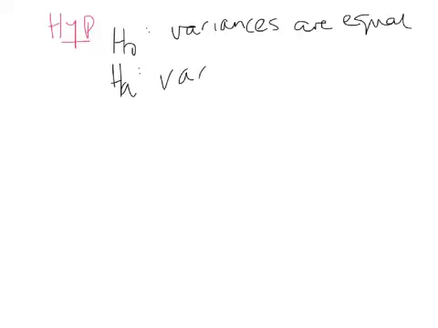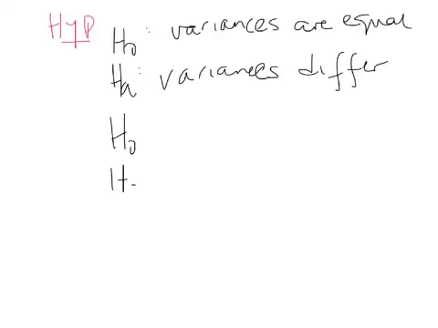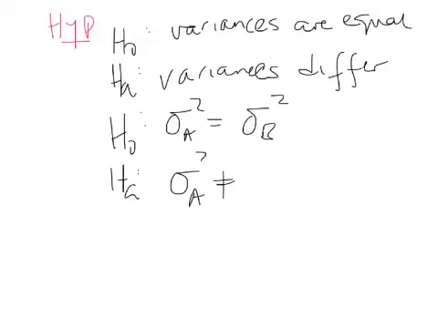Versus, variances differ. So they're not the same. If the variances are the same, then we could simply say that the variance from fertilizer A is equal to the variance from fertilizer B. But if they differ, then the variance of A is not equal to the variance of B. That's the first step. All right? So that's the first step.